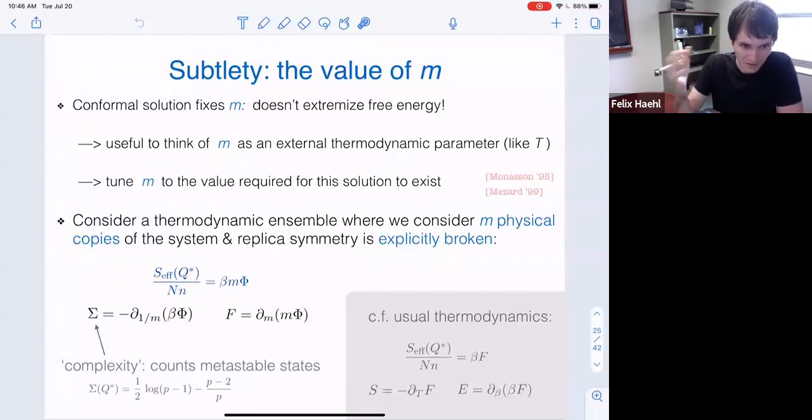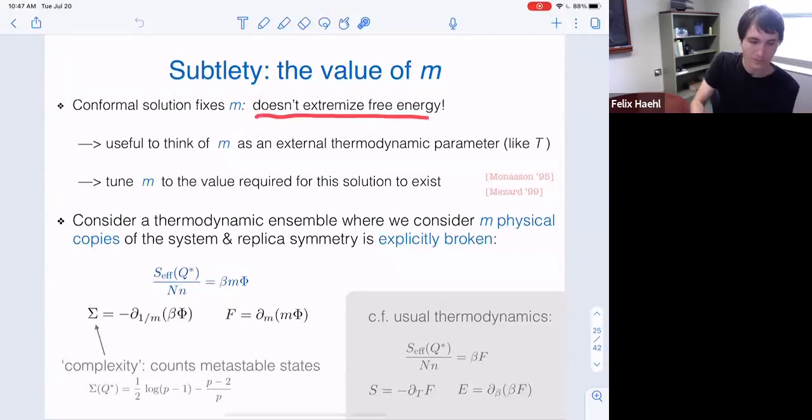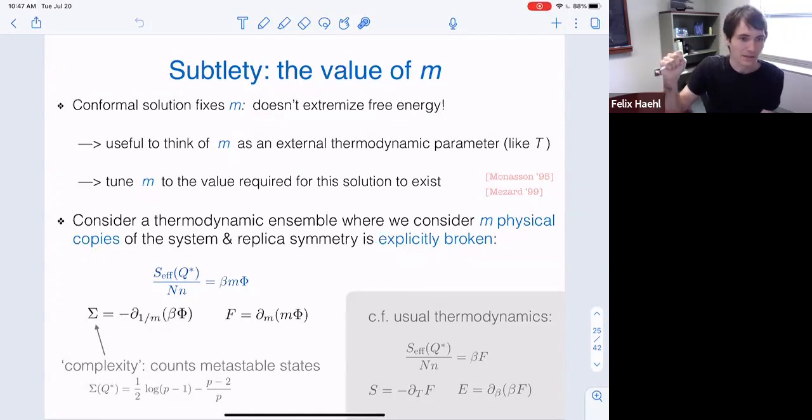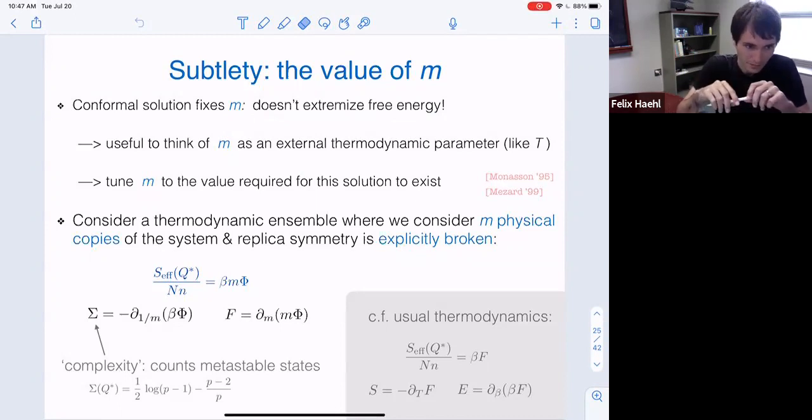So it comes with some value of M, and you don't have to solve another equation for it. And the value you get does not extremize the free energy, so it does not satisfy the equation you would get from extremizing the effective action with respect to this parameter. One way to think about this is that you can think of M as some external thermodynamic quantity that's very much like a temperature. And like the temperature, you would then be allowed to tune this value to whatever value is required for the solution to exist.